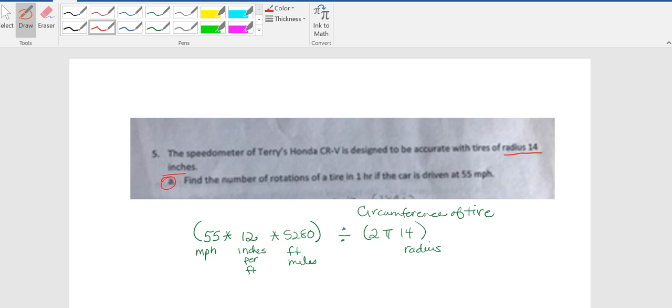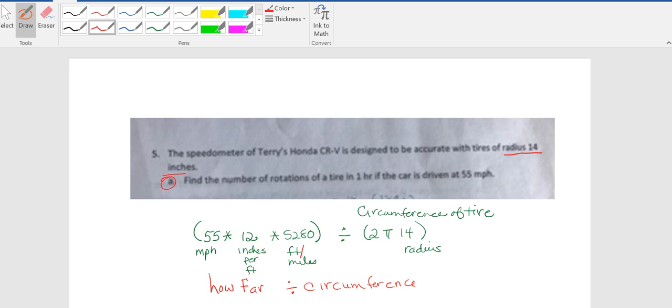So the first thing you want to figure out is how far the tire has gone. You take your 55 miles per hour and then you have to convert the miles to inches. So you do 12 times 5280, which is feet per mile. And then once you know how far the tire has gone, you divide it by the circumference of the tire.